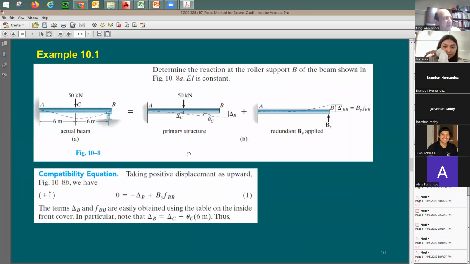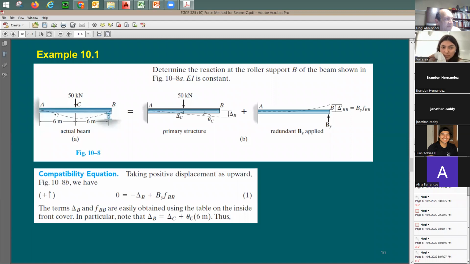So, okay. Here's my example 10.1. It says here, determine the reaction at the roller support B. Where's the roller support B? Right here, of the beam shown in this figure. And it says here, EI is constant, meaning given this EI value or not given, it's going to be okay with me. I don't really need the exact value for EI because at the end of the day, I can cancel it out. I can show you how.